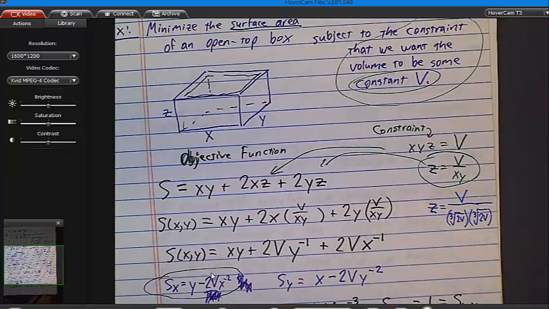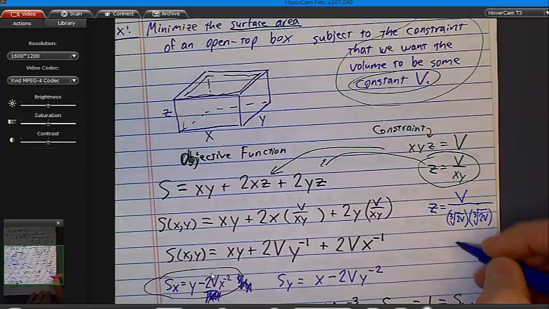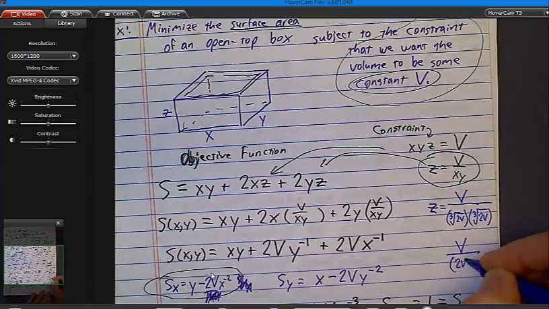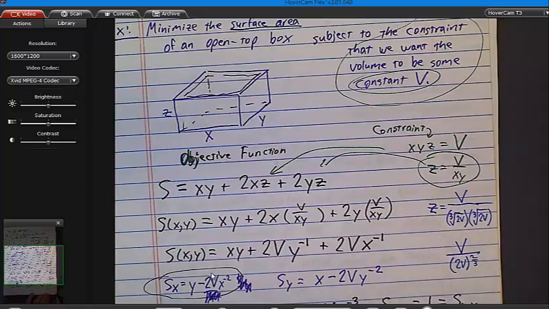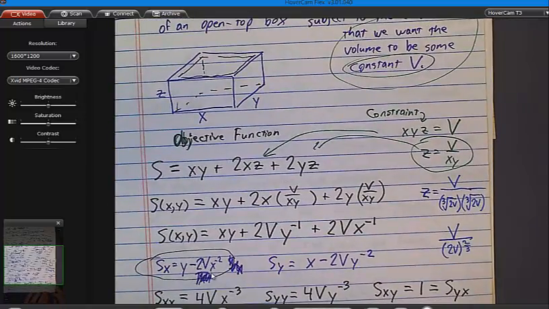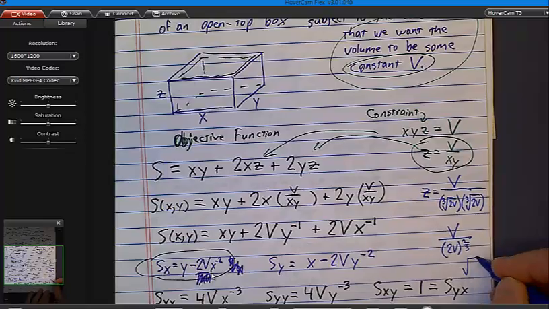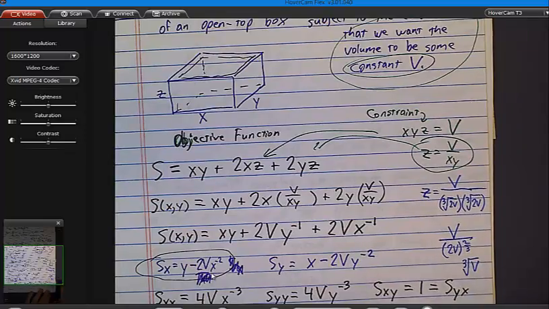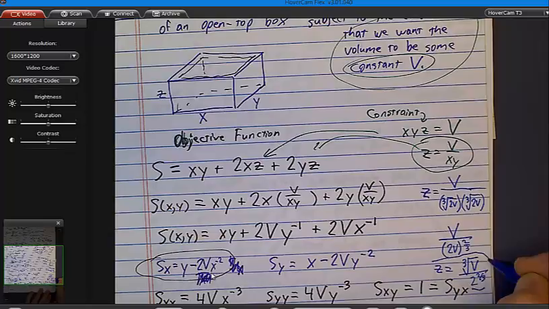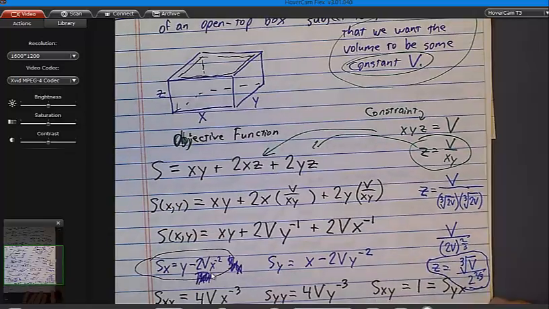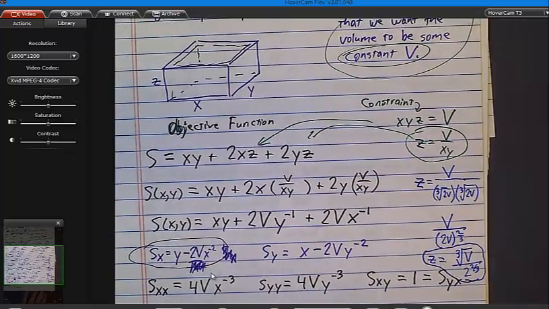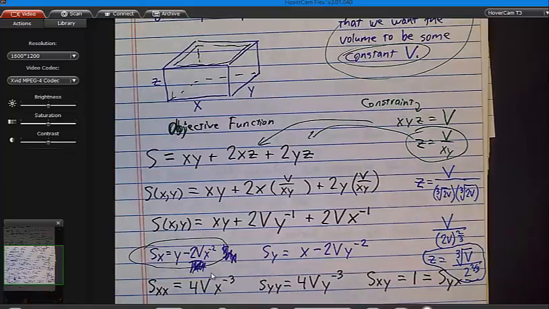So what's that? I guess it's v divided by 2v to the 2/3 power. So it's, well, v divided by v to the 2/3 is just the cube root of v. And then I have to divide by 2 to the 2/3 power. So that's the z value. It's not the same, or is it? No, it's not the same as the cube root of 2v.